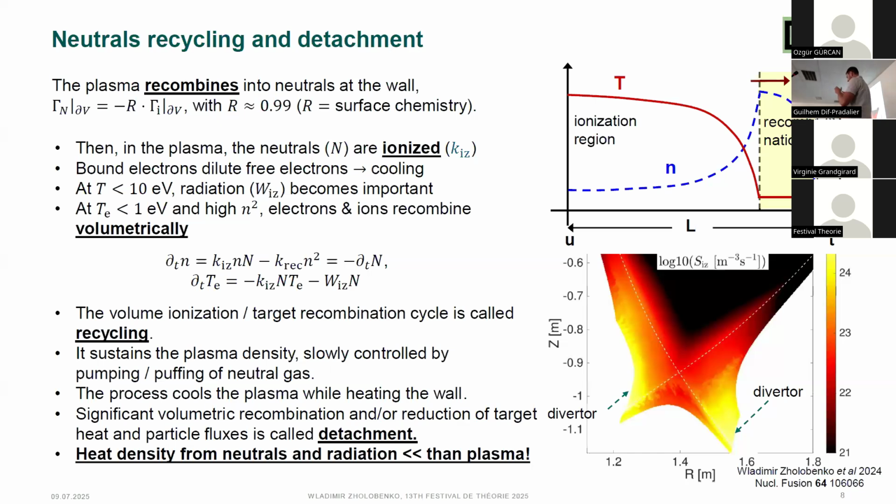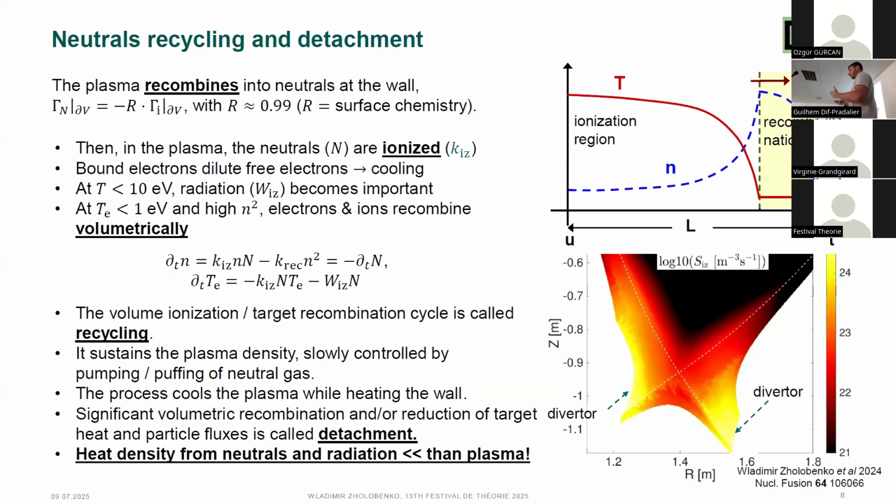So we have a cycle. The ions and the electrons flow to the wall, they recombine into neutrals, they come back as neutrals, they get ionized, they flow back to the wall. So this whole process is called recycling. This is what sustains the plasma density. So the total density of ions and neutrals is more or less constant, up to pumping and puffing of fresh gas. And it's a process which cools down the plasma while heating the wall.